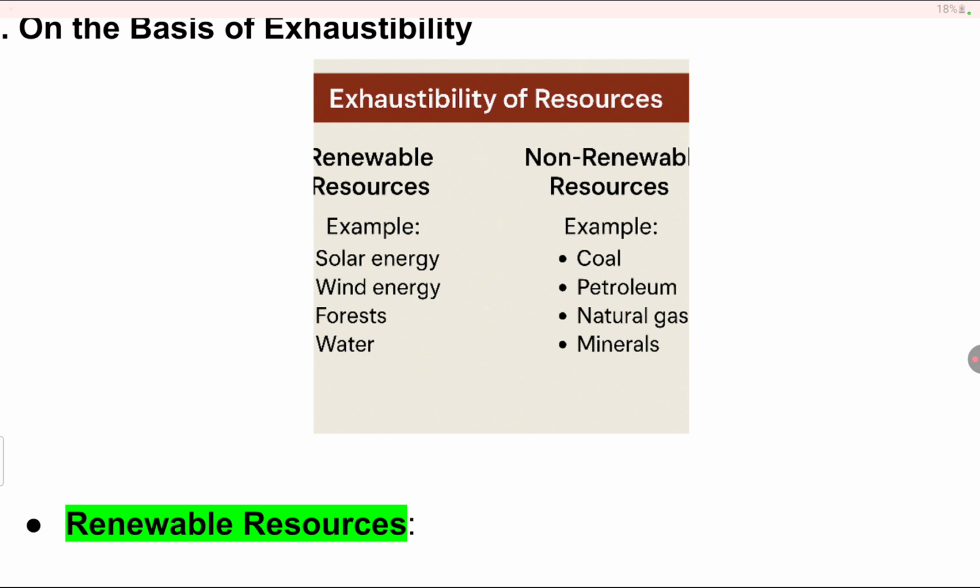In non-renewable resources, we have coal, petroleum, natural gas, and minerals. Take the example of coal. It takes millions of years to regenerate coal under the earth's surface.